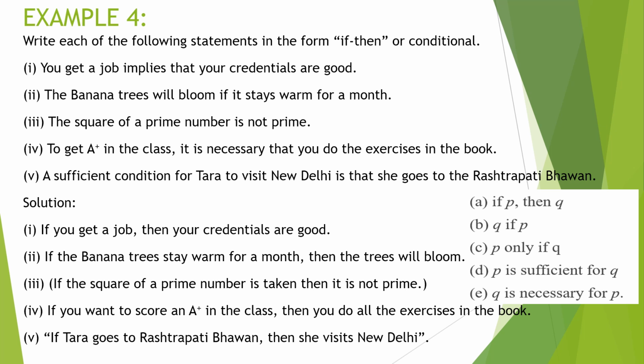Fifth one, a sufficient condition for Tara to visit New Delhi is that she goes to the Rashtrapati Bhavan. Now since sufficient is for Tara to visit New Delhi, it will be forming Q. So if Tara goes to Rashtrapati Bhavan, then she visits New Delhi. So whenever a sufficient condition for Tara to visit New Delhi is given, it is given in this form: if Tara goes to Rashtrapati Bhavan, then she visits New Delhi.